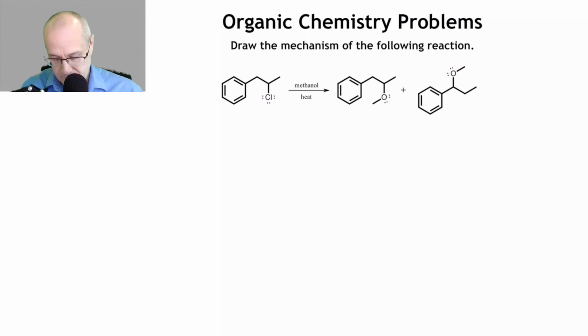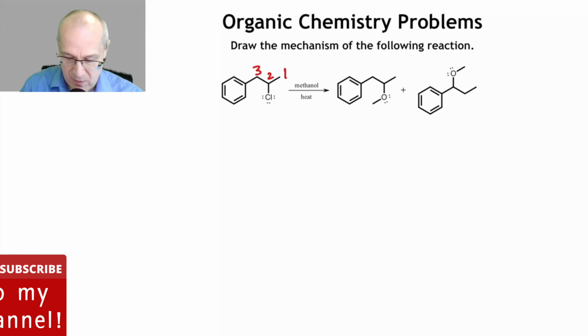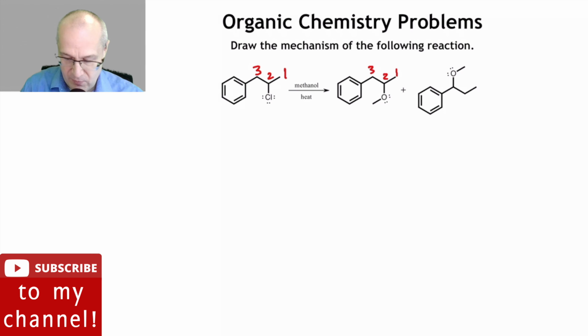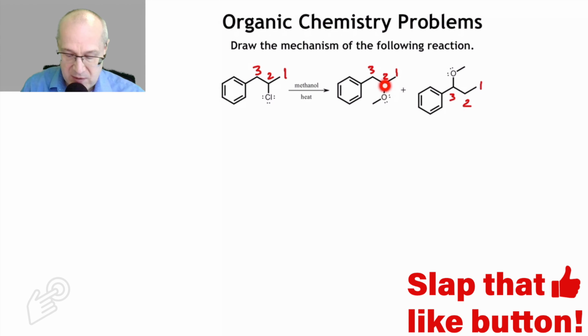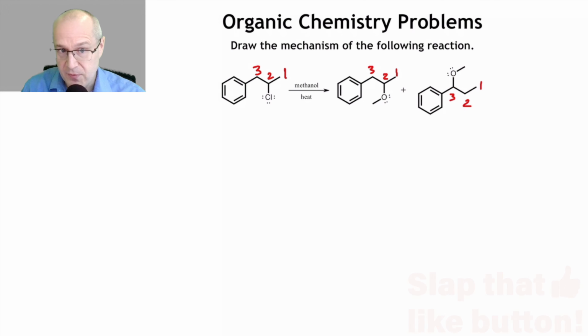But now let's number our carbons here. Carbon 1, 2, and 3. Well, look at what happened here. Carbon 2 has the chlorine to start. But in one of the products, carbon 2 has the ether, and in the other product, carbon 3 has the ether. So we're going to have to explain that. The mechanism or mechanisms we draw are going to have to explain that concept.